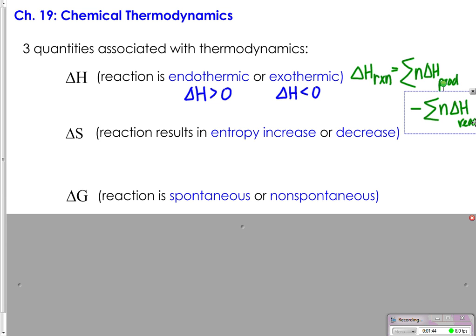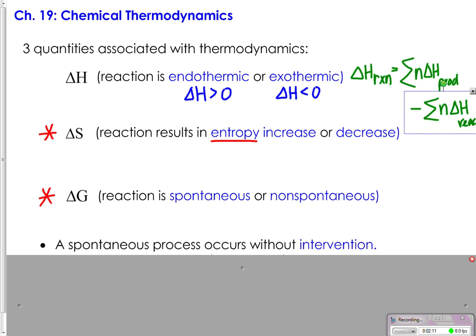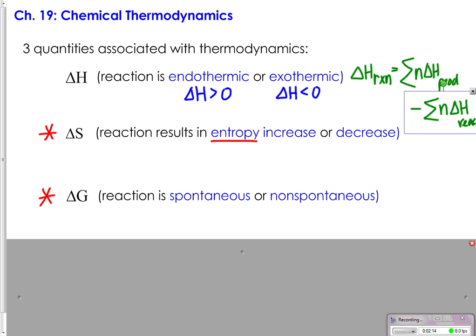Now the two new quantities that we're going to talk about are S and G. S stands for entropy. And entropy is a measure of disorder. We're going to talk about that in a little bit. So entropy can either increase, which means we're becoming more disordered, or it can decrease, which means we're becoming more ordered or less disordered. And then the last thermodynamic term is called delta G. And delta G will be able to tell us whether or not a reaction is going to be spontaneous or non-spontaneous. And that's something we need to talk about.